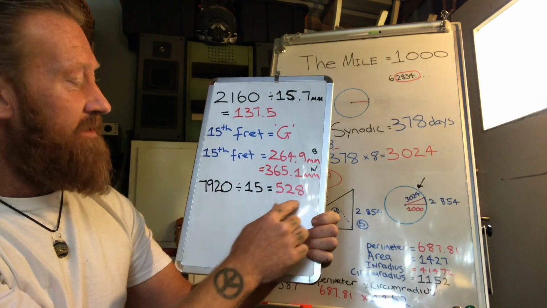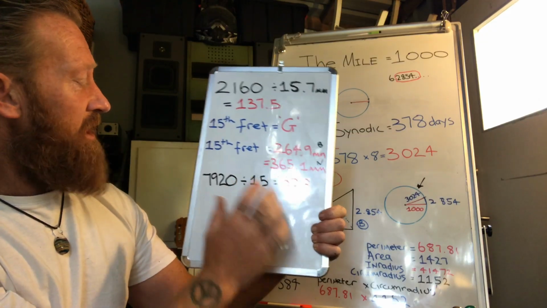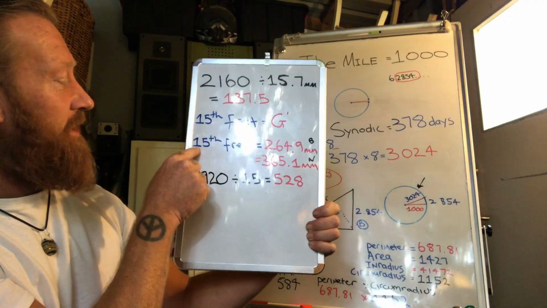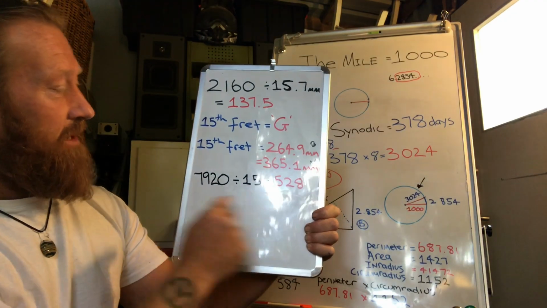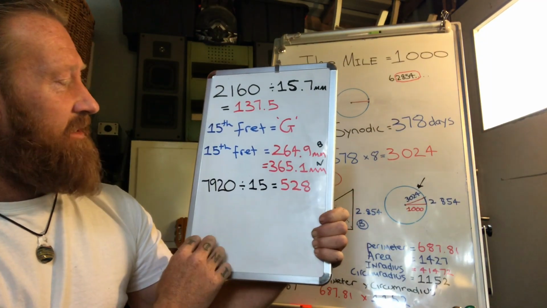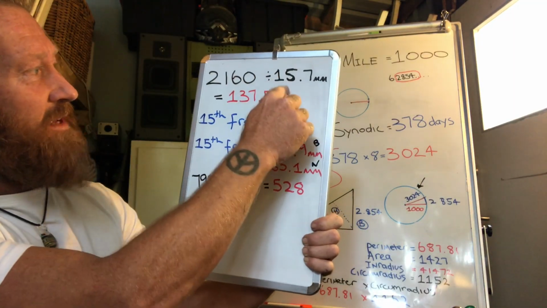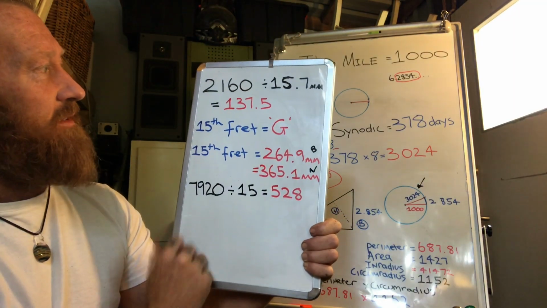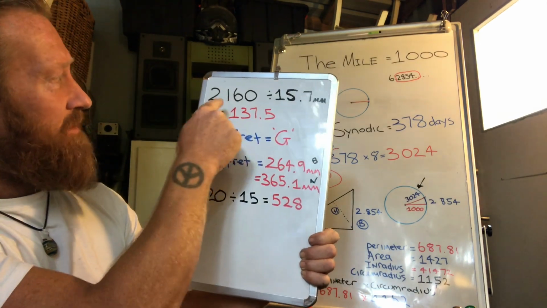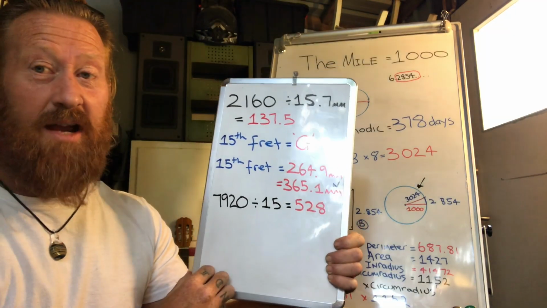Now that's half, like the octave in notes. 264 is the octave of 528. So the equatorial diameter divided by 15 gives 528, and the 15th fret is the octave of that. You can see how beautiful this works. But the other thing is the 365, obviously that's our Earth here. That's the millimeters width of the 15th fret, 15.7 millimeters wide. So we divide the Moon by that, and we get 137.5, which is the golden angle.